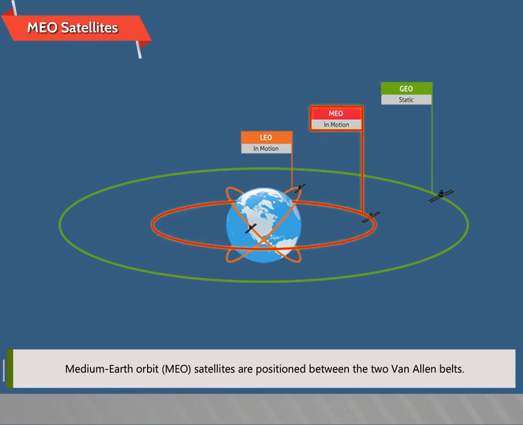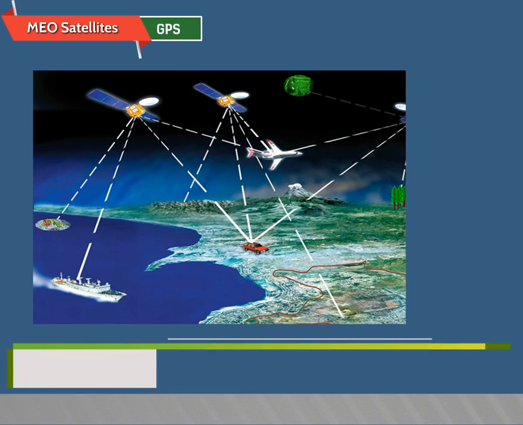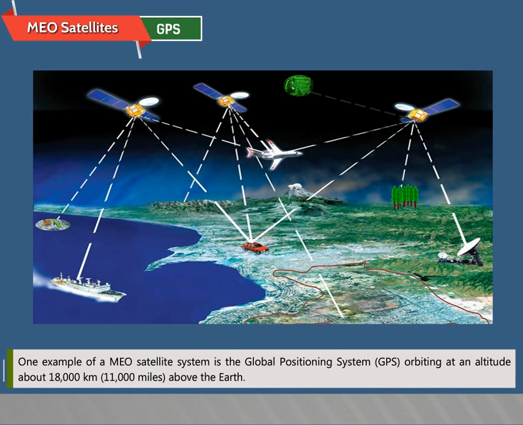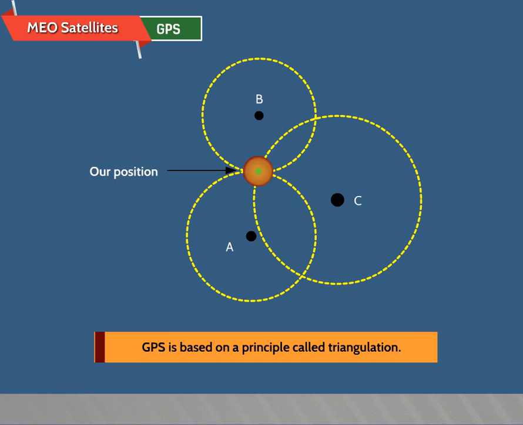MEO satellites. Medium Earth orbit, that is MEO satellites, are positioned between the two Van Allen belts. A satellite at this orbit takes approximately 6 hours to circle the Earth. GPS. One example of a MEO satellite system is the Global Positioning System, that is GPS, orbiting at an altitude of about 18,000 km, that is 11,000 miles above the Earth. GPS is based on a principle called triangulation.